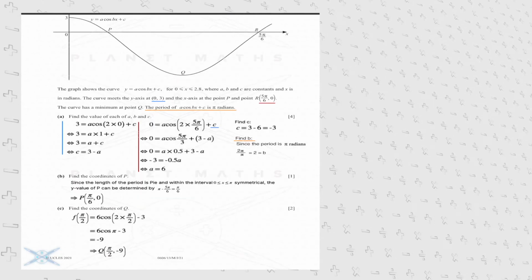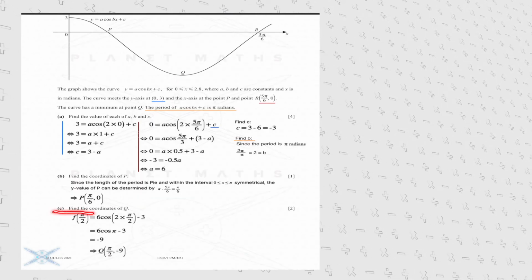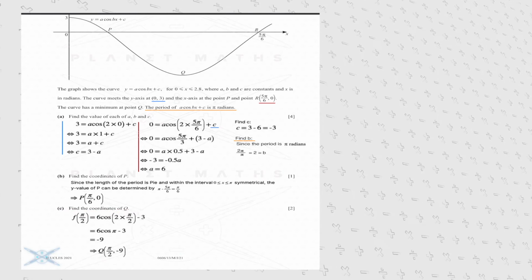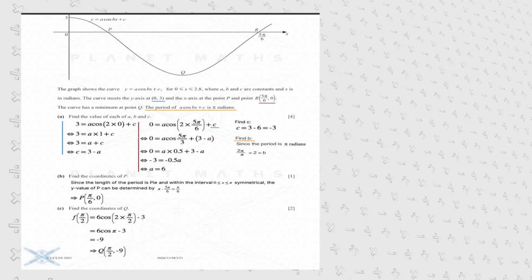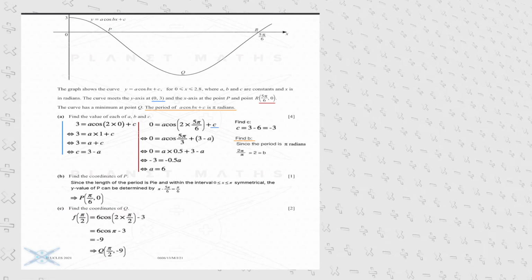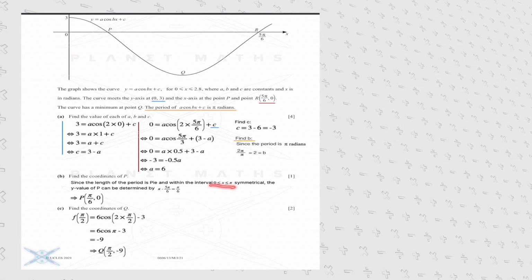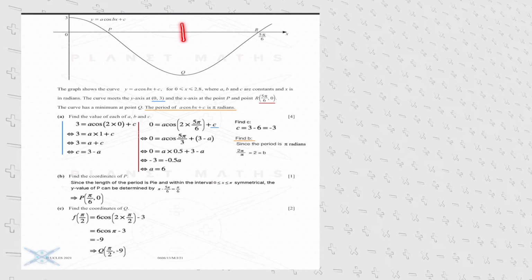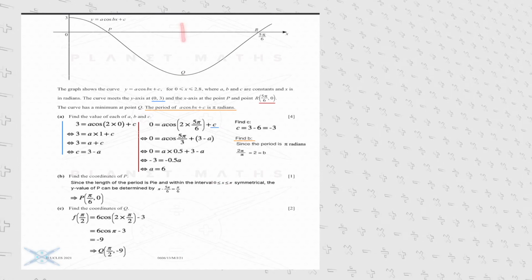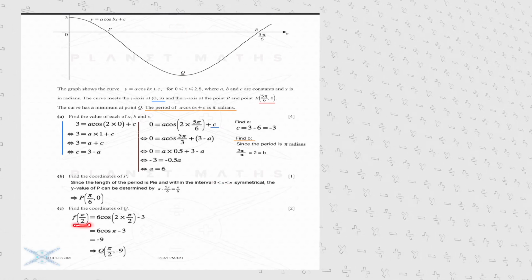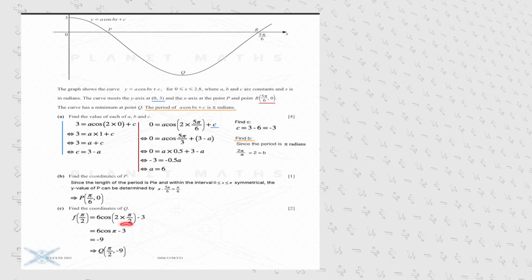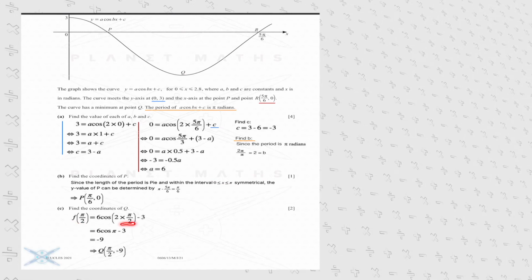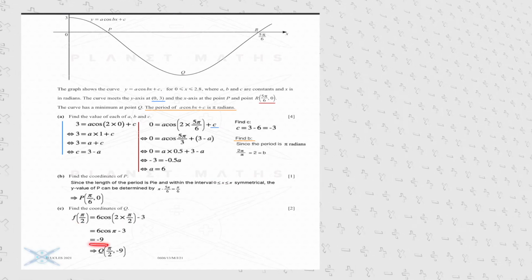In the final part of this exercise, we are supposed to find the coordinates of q. Again, since this cosine function is symmetrical within the aforementioned interval, the minimum point is to be found halfway through the entire interval, which would be pi divided by 2, thus pi over 2, and we just plug in pi over 2 into our equation to find the corresponding y value, which is -9.